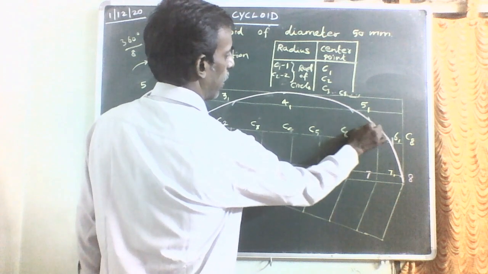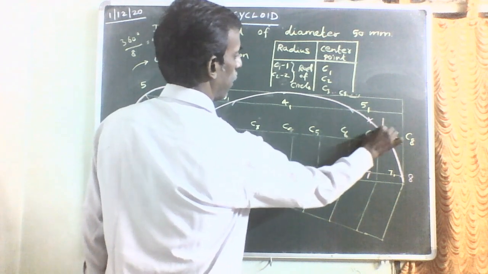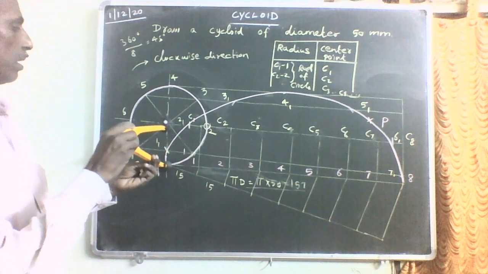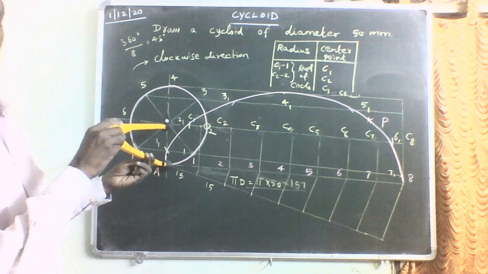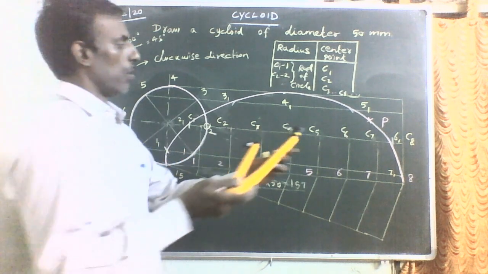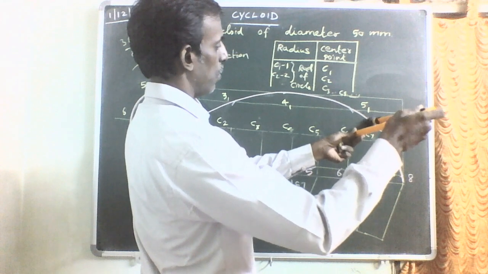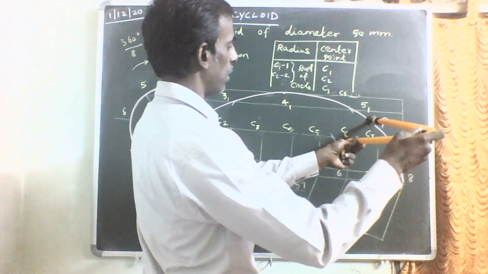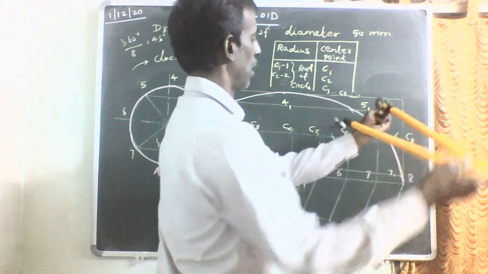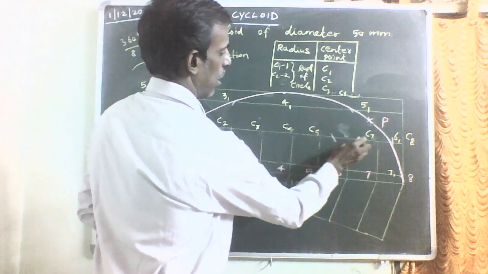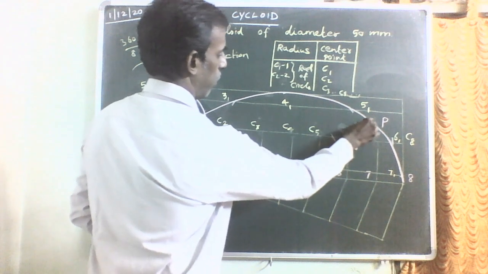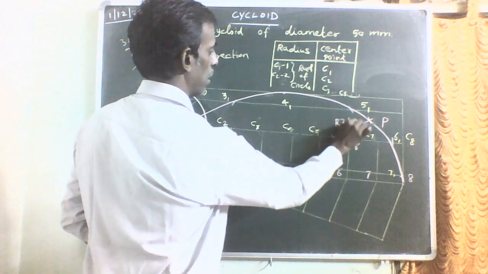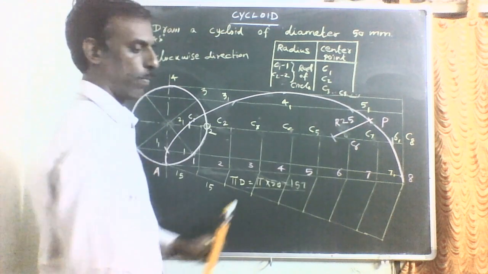Now I can select randomly one point, that is point P, on the curve. Now you take the radius of the circle. With the radius of the circle, from point P, you draw the arc on the center line. So what will be the distance here? It will be equivalent to the radius of the circle, that is 25 mm.